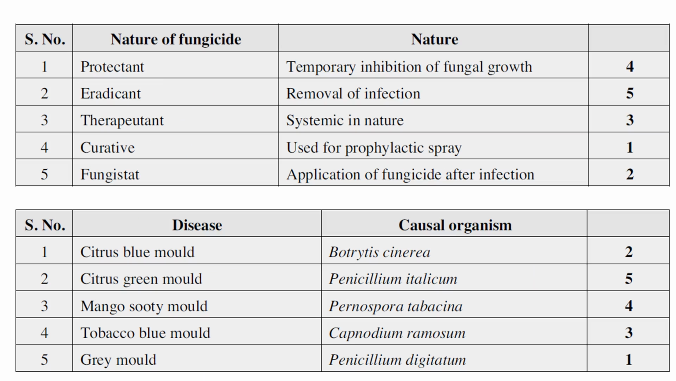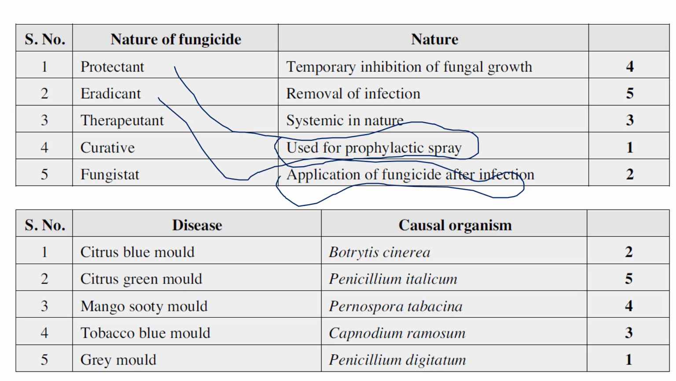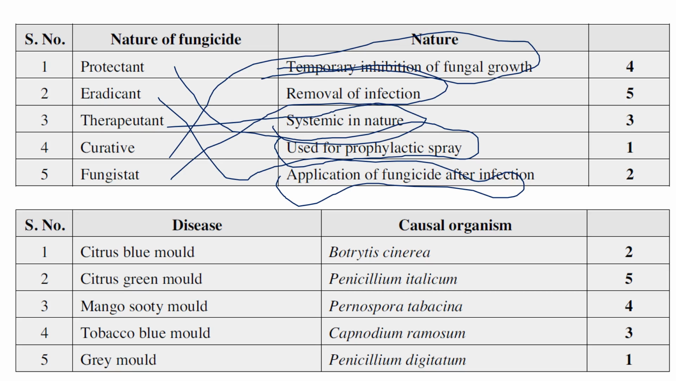So the next one is fungicides and their nature. Protectant. Protectant in the sense generally used for prophylactic spray, so before occurrence of the disease, just to protect the crop. Eradicants means the disease already occurred, so just to kill the fungus after infection. So therapeutant, which is actually used as systemic in nature. Generally curative fungicides are temporary, just inhibit the growth. The last one is the fungistat, which does not kill the fungus, but it just removes the infection or inhibits the growth of fungus.